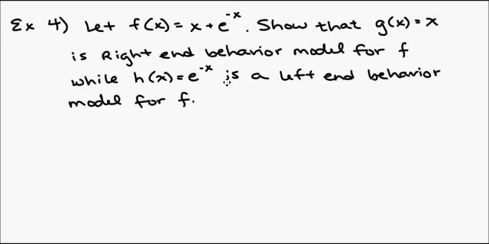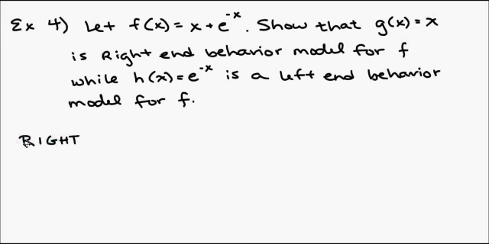Show that g of x equals x is the right end behavior model for f. So when you're looking at the right end of the function, it eventually starts to look like y equals x. And h of x equals e to the negative x is a left end behavior model for f. So when you're looking at the left side, it looks like e to the negative x. So let's use our definitions from the previous slide to show this.